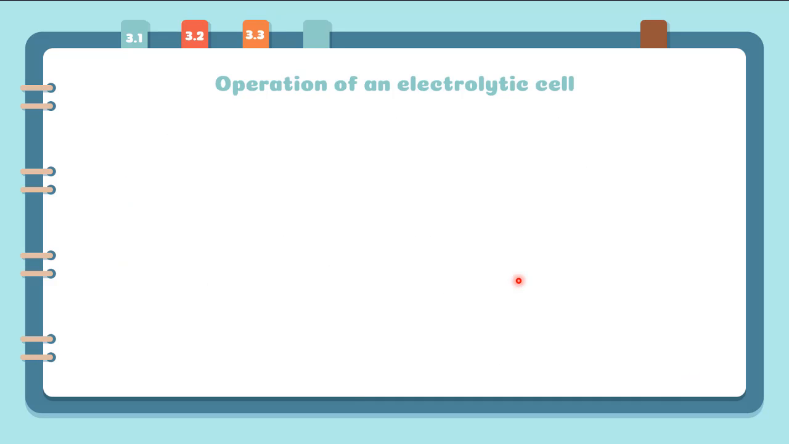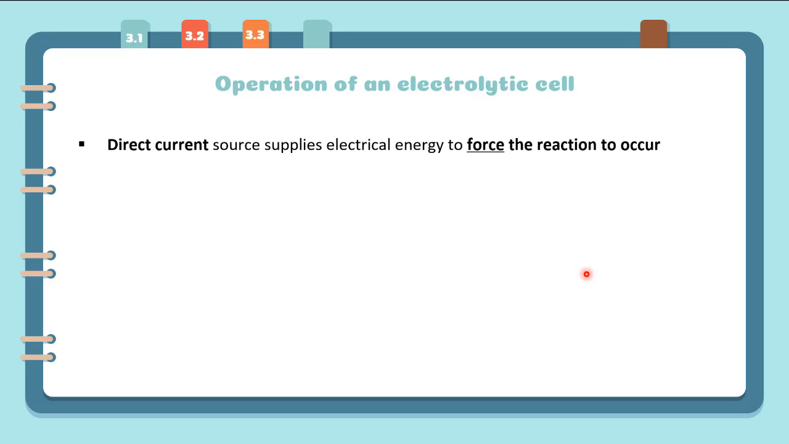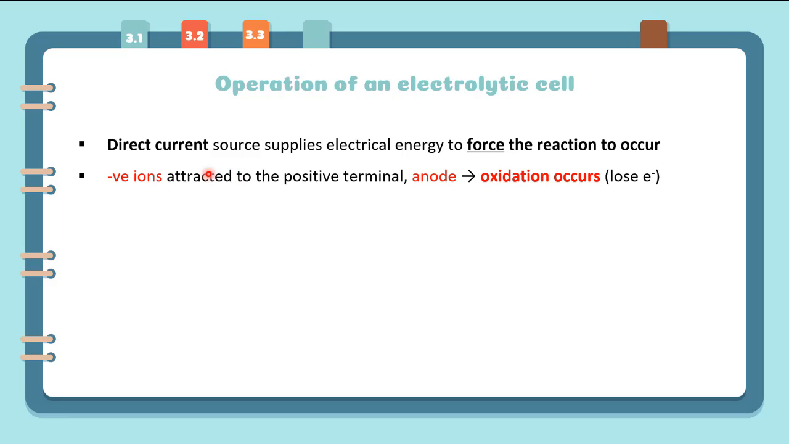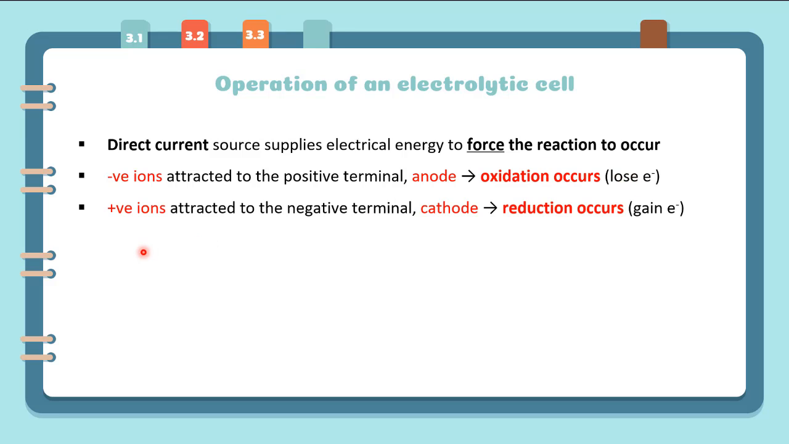Alright, next let's look at the operations of an electrolytic cell. A direct current source supplies electricity to force reactions to occur. As I mentioned just now, we must use some energy to push the reaction. Negative ions are attracted to the positive terminal, the anode, in which oxidation occurs. This is a process of losing electrons. At the same time, positive ions are attracted to the negative terminal, and reduction occurs. The electrons from the anode will be gained by the species at the cathode.